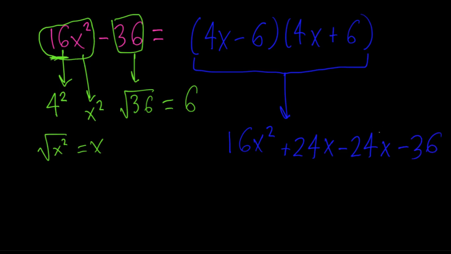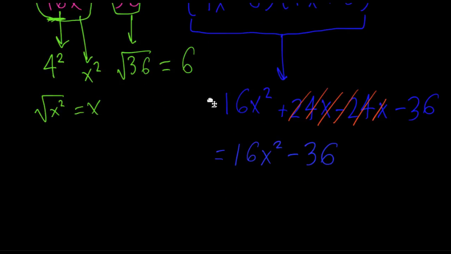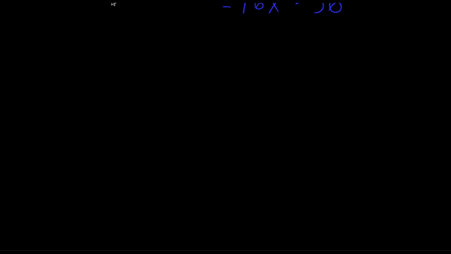Okay, so there's a pattern developing here. The middle terms always cancel out to give 0, right? And we're left with 16x squared minus 36. So we know that we properly factorized it. So that's good. Okay, so let's try one last example.